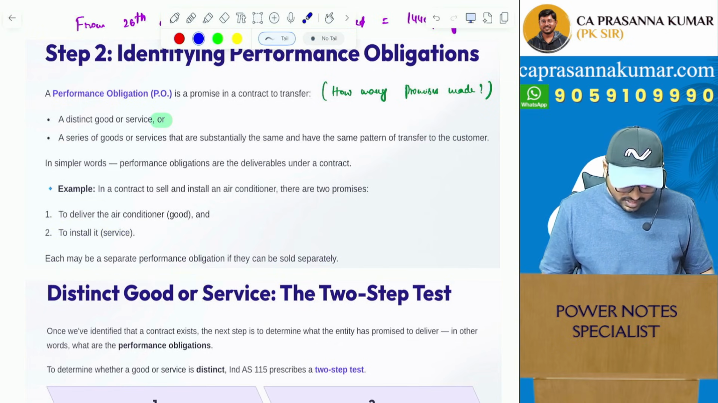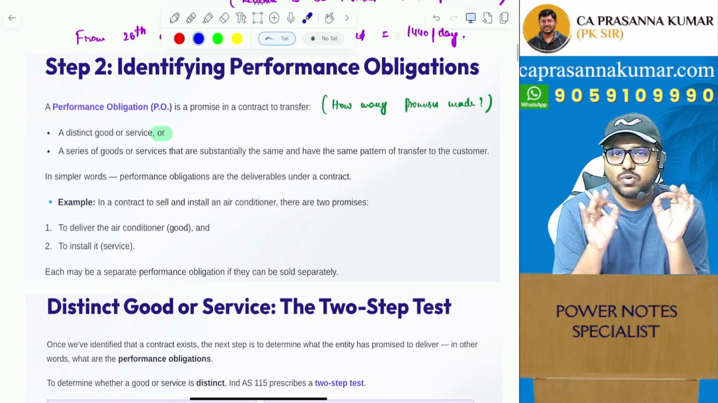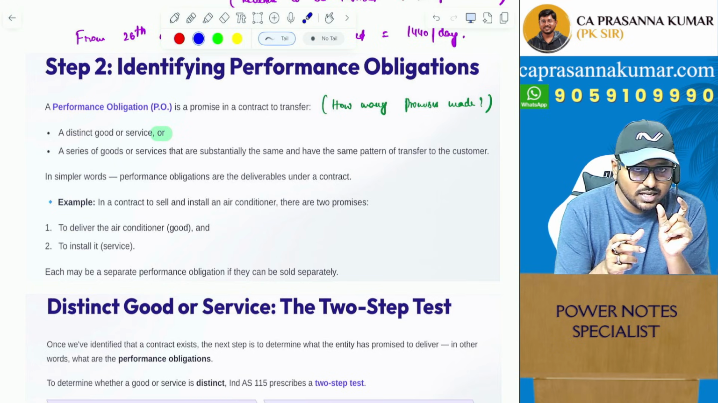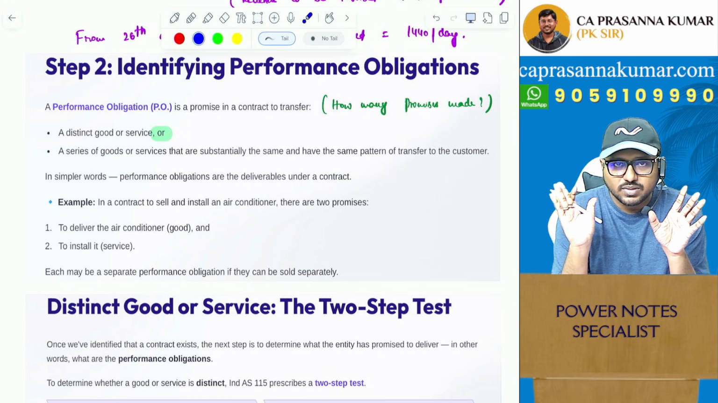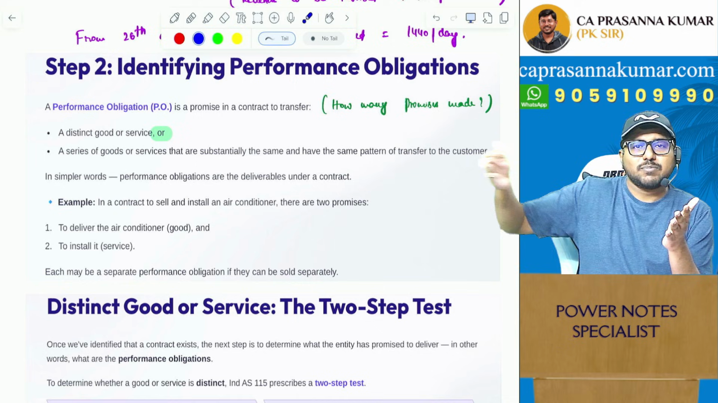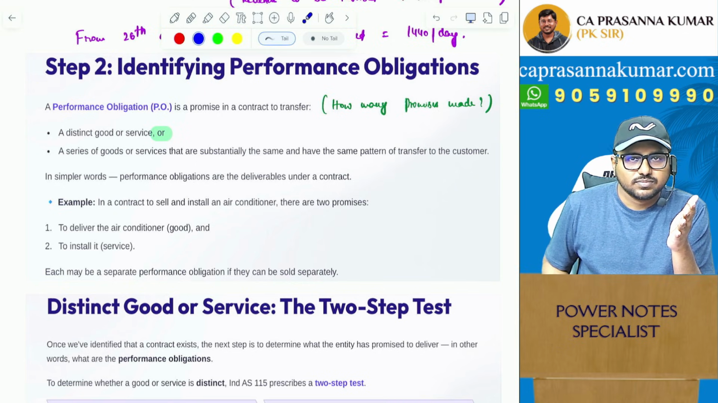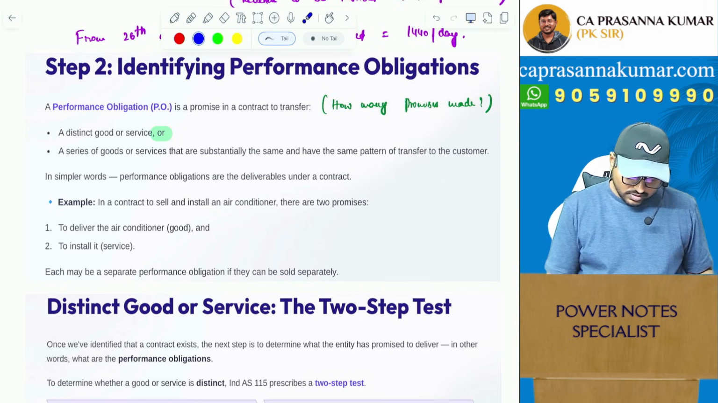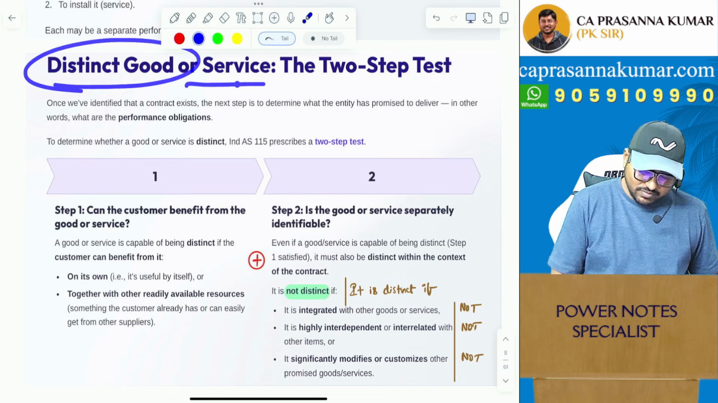Clear? So in other words, Nana, a PO means either it has to be a distinct, the keyword distinct, good or service, or a series of substantially similar kind of services. Clear? That's all. Okay, sir. Now, sir, what do you mean by distinct good or service?